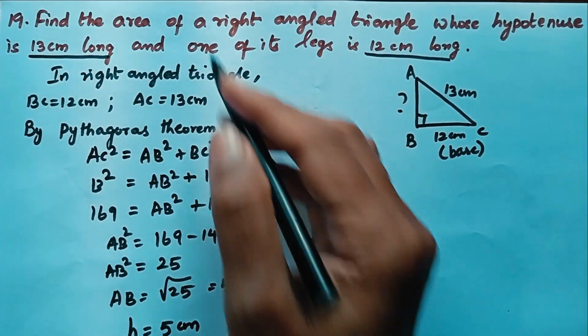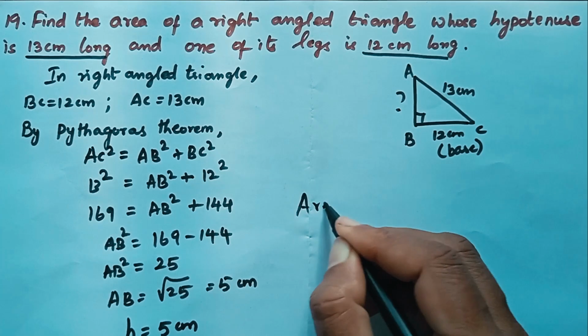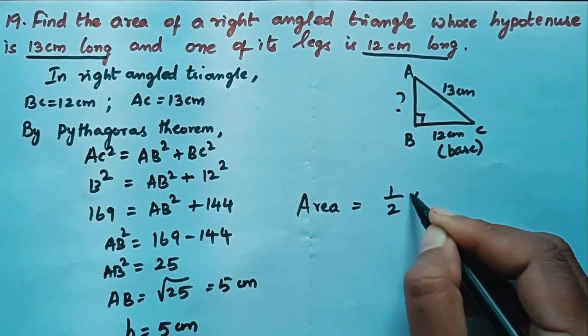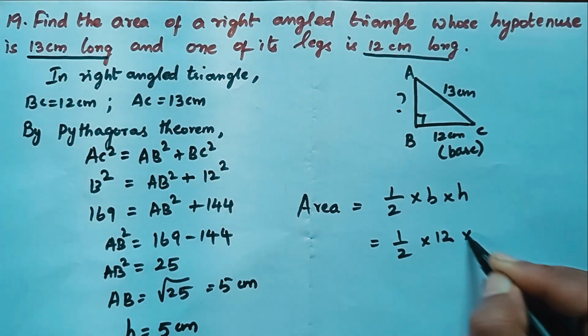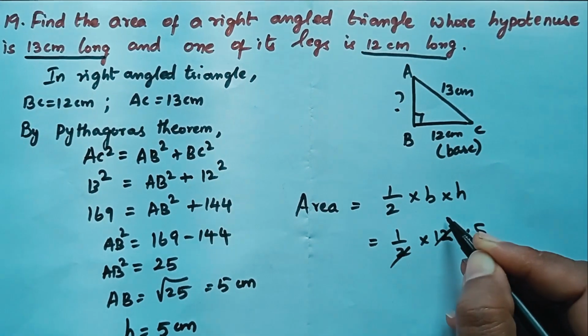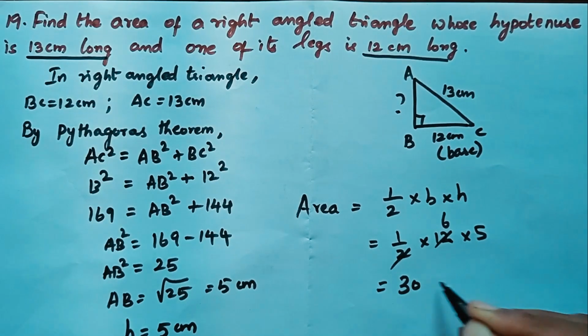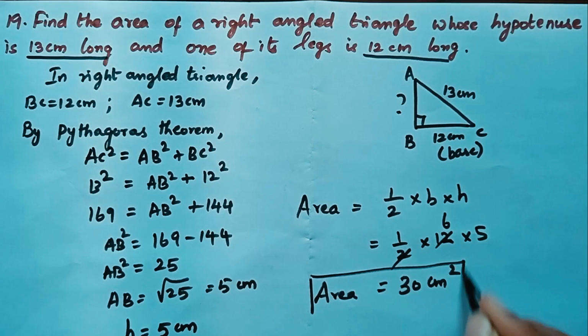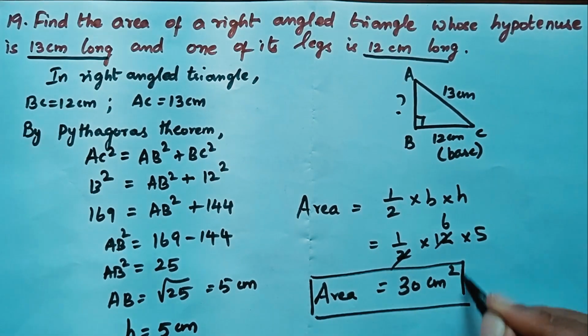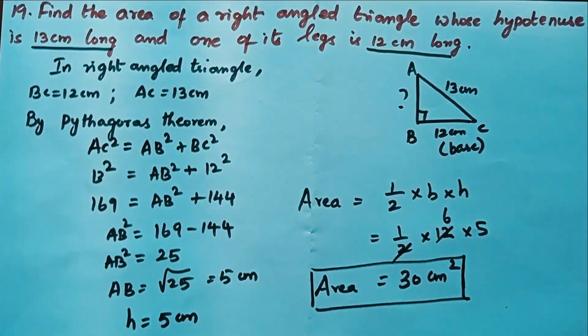Now we can find the area of triangle. We're using the formula half into base into height. Substitute for base 12 into height 5. Cancel out using 2. So 6 into 5 is 30 centimeter square. So area of the triangle is equal to 30 centimeter square. This is the answer for the above question.